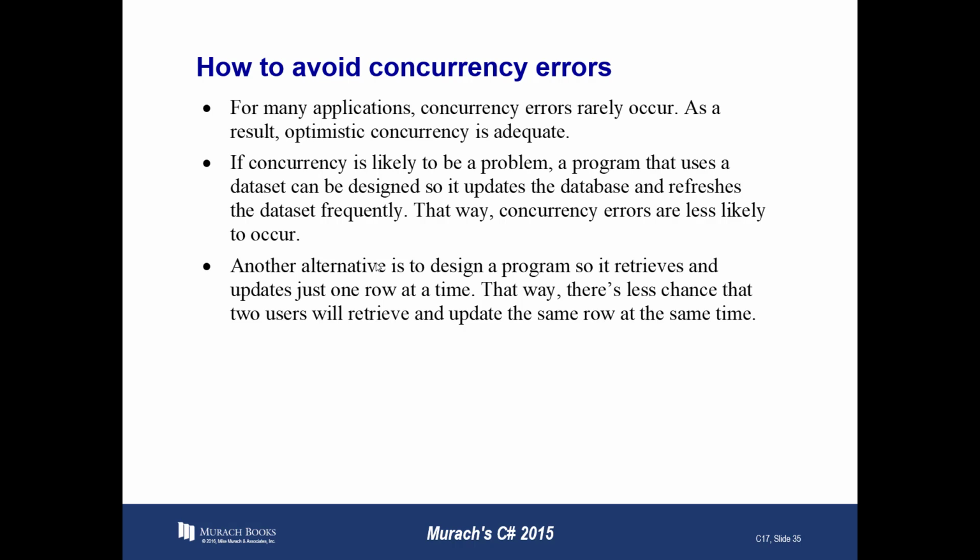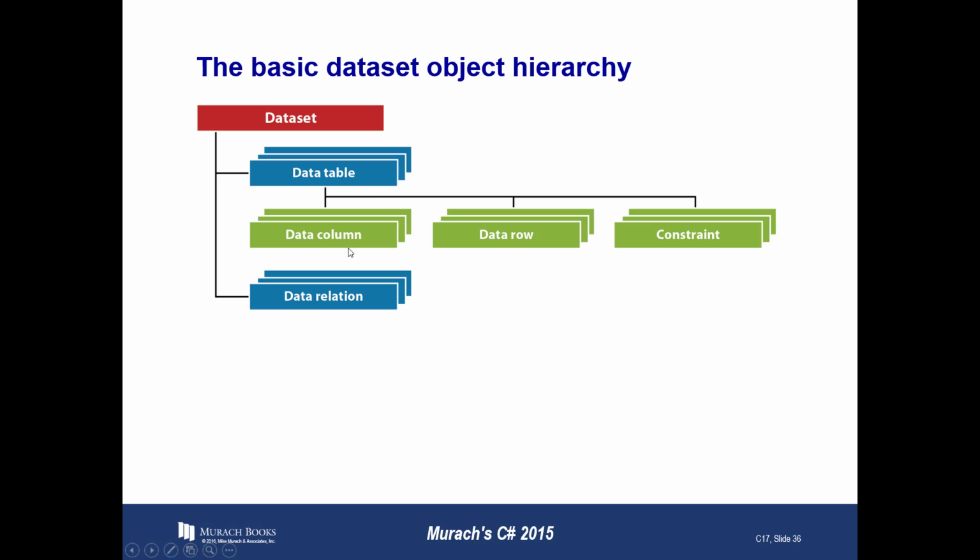So if concurrency is likely to be a problem, a program that uses a data set can be designed so it updates the database and refreshes the data set frequently. It's kind of like when you have a document and you save often. And in that way, as mentioned here, concurrency errors are less likely to happen. Another alternative is to design a program so it retrieves and updates only a row at a time. That way there's less chance of two users wanting to change the exact same record or row at the same time.